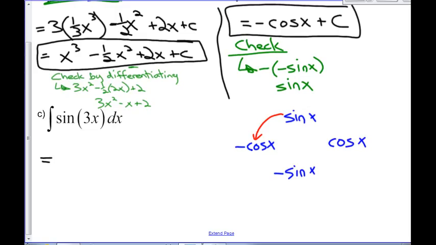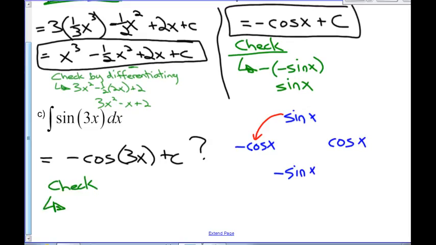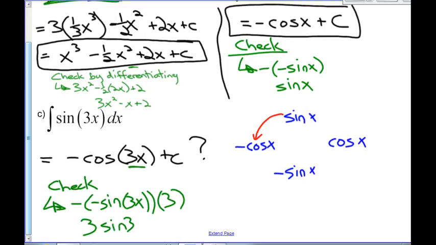So the antiderivative of sine, we already showed, was negative cos x. And so here it's going to be a 3x. And I'm just making a guess. Is that right? Let's find out. I'm going to check. If I differentiate that, I'll have negative sine 3x. And then from the chain rule, I'll have another 3. So it's going to give me 3 sine 3x.